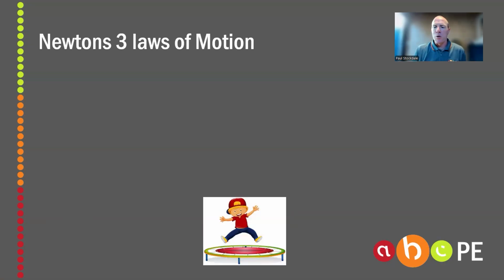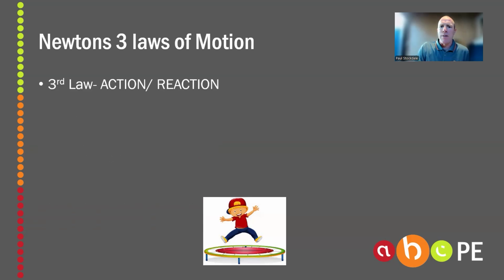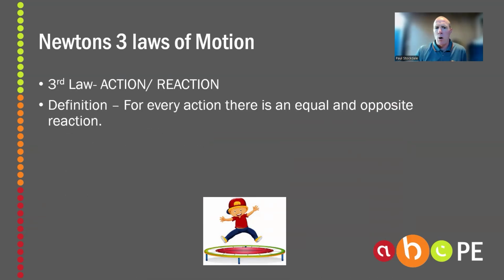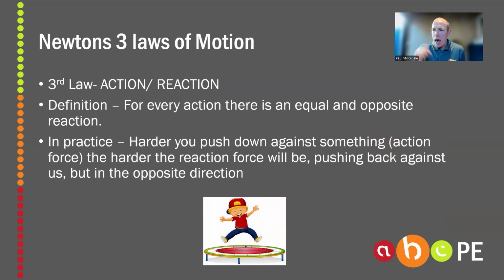Okay, Newton's third law is probably the one that the students understand the easiest, and it's the law of action reaction. So for every action, there's an equal and opposite reaction. The harder we push down against something, the more reaction force there'll be. Most likely this will be asked in terms of a gymnast or a diver or a trampolinist: the more action force we can put into an object, the greater the reaction force, which means we'll end up higher in the air. So it's easier for us to do our flips or our somersaults, whatever it is.